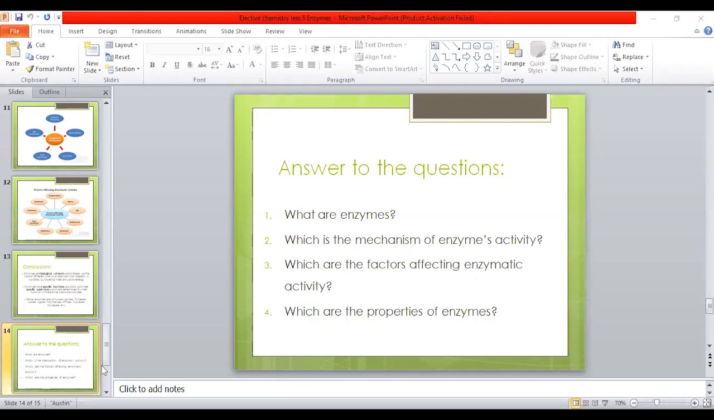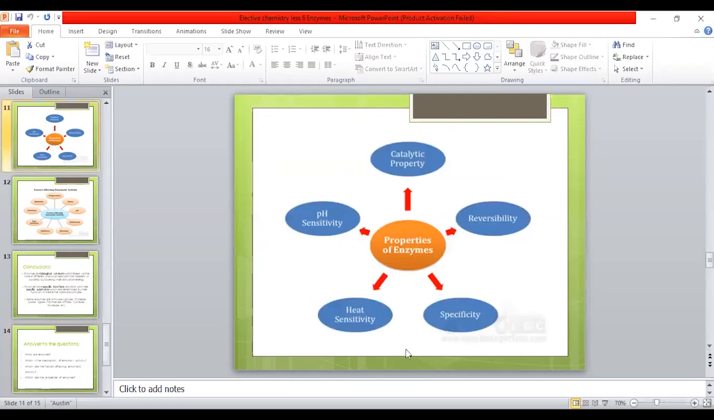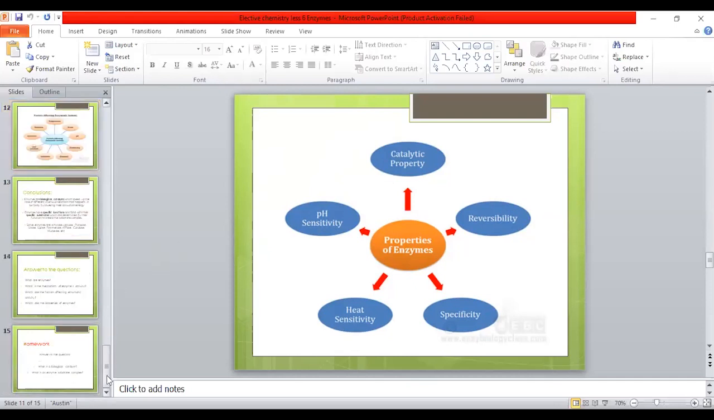Okay, which is the other question? Which are the properties of enzymes? What do the enzymes have? We talked about it here. They are reversible. They are specific. They have heat sensitivity, pH sensitivity and catalytic property. So they are specific, do not forget that.